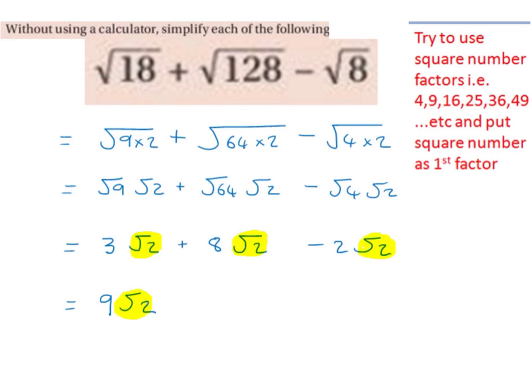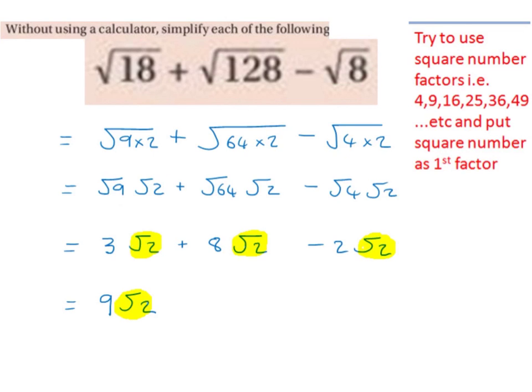So root 18 is going to be root 9 times root 2. And the square root of 9 is going to be 3. So we've got 3 root 2. Root 128 will break down to be root 64 multiplied by root 2. And the square root of 64 is 8. So we just get 8 root 2.